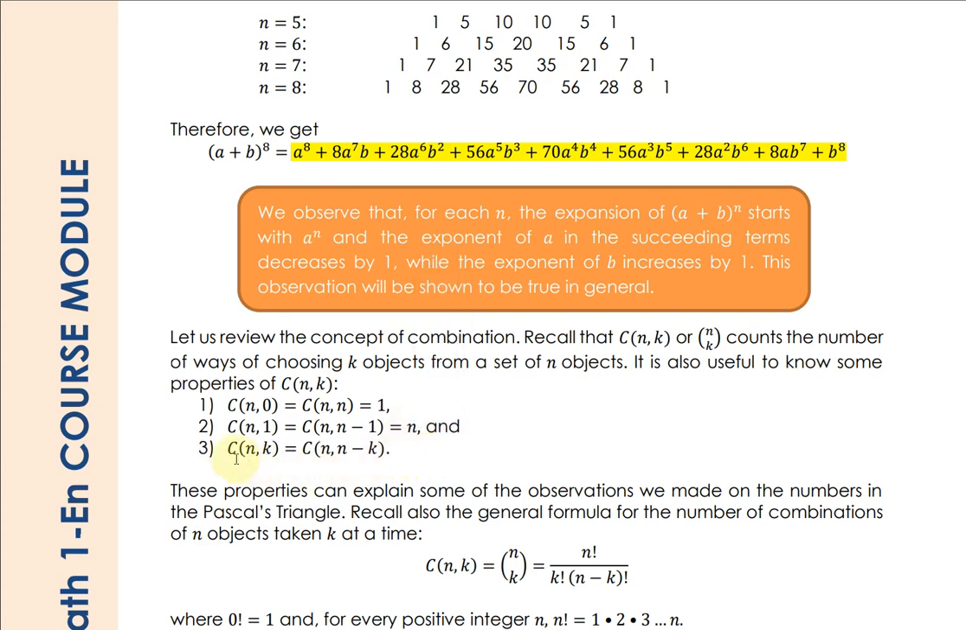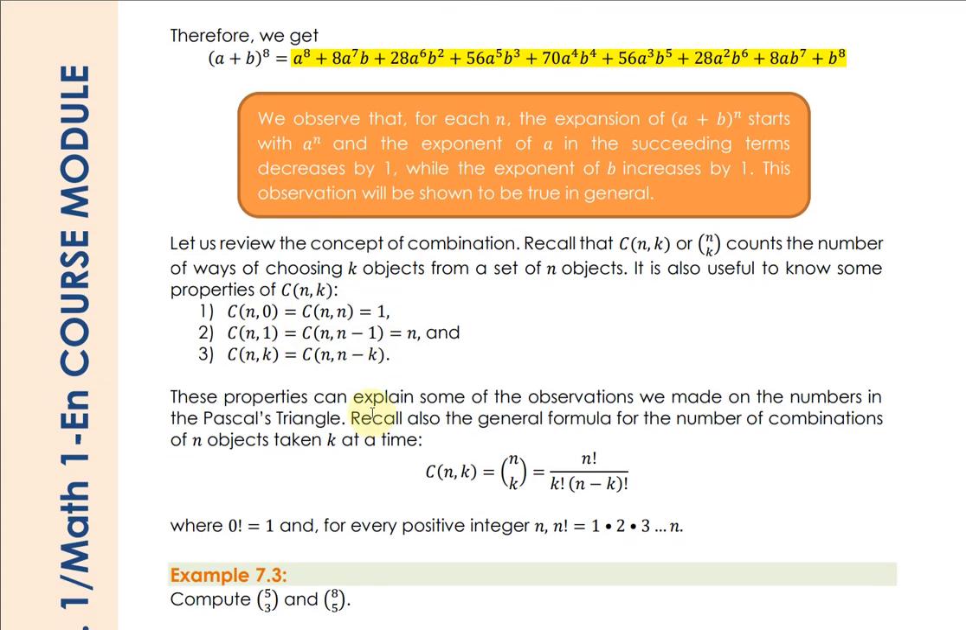So, the third property of combination is that n combination of k is equal to the combination of n and n minus k. This is very useful later when you use the binomial theorem. Okay, again, n combination 0 is equal to 1, n combination 1 is equal to n, and n combination of k is equal to n combination of n minus k. So these properties can explain some of the observations we made on the numbers in Pascal's triangle.